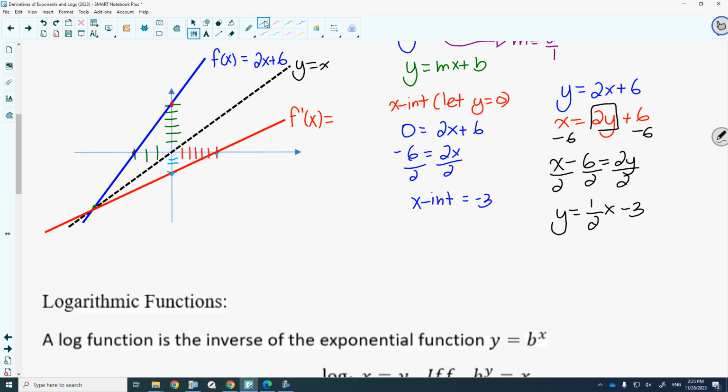So the inverse function, which is this red line, is a reflection of the original function. It's reflected in the line y is equal to x. It should have a y-intercept of negative 3.